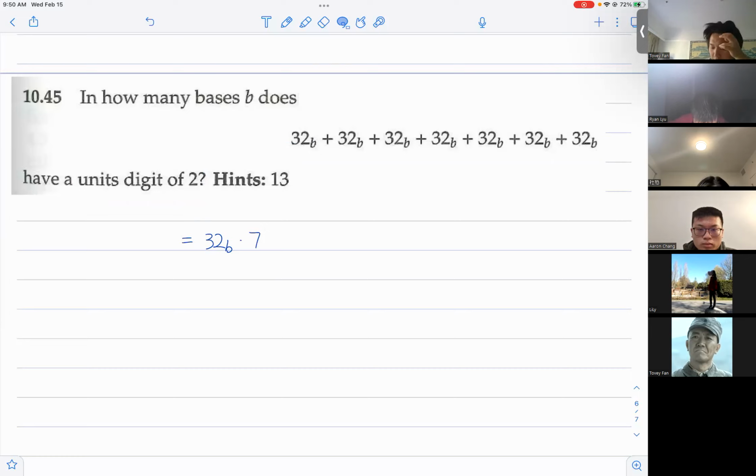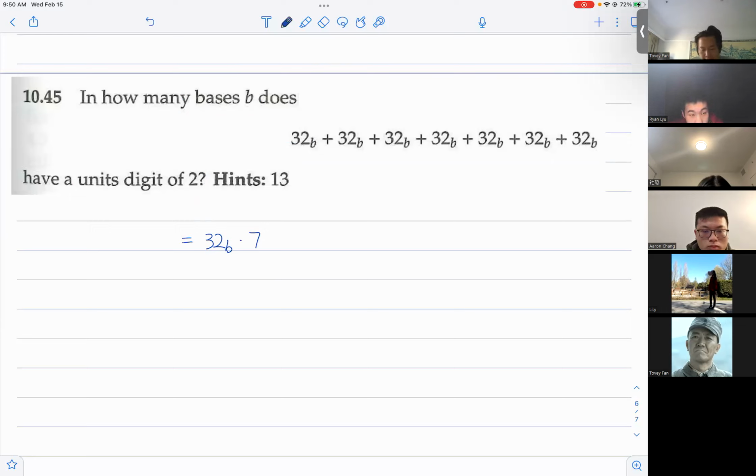So how many possibilities of B does the addition equal to? Yes, exactly. How many different b's? How many possible values of b will make this have a unit digit of 2? Okay, so we change into multiplication.